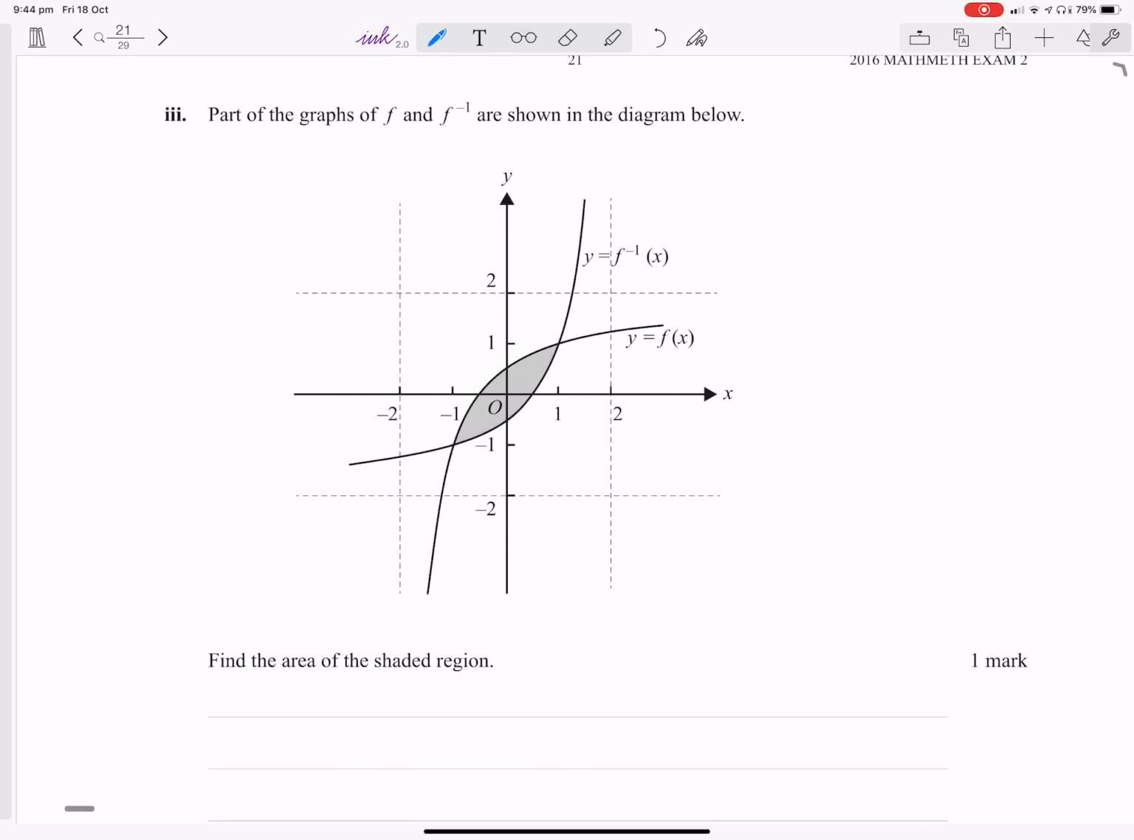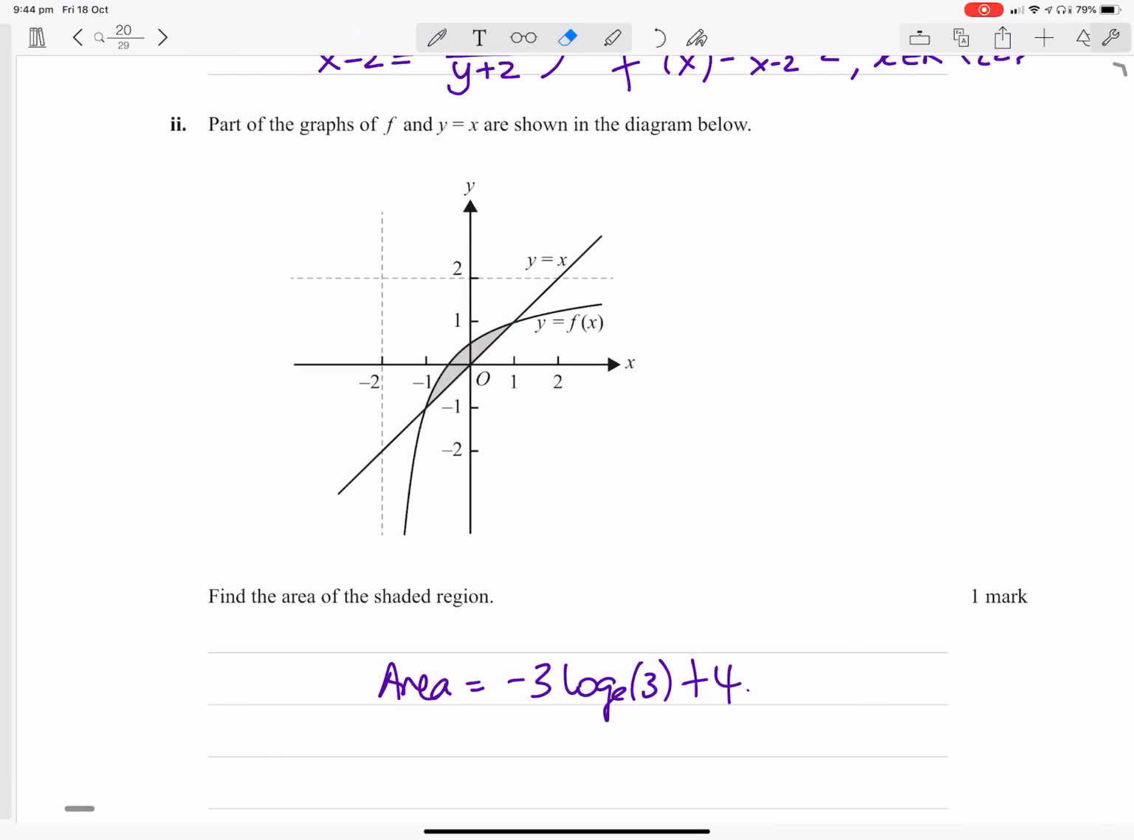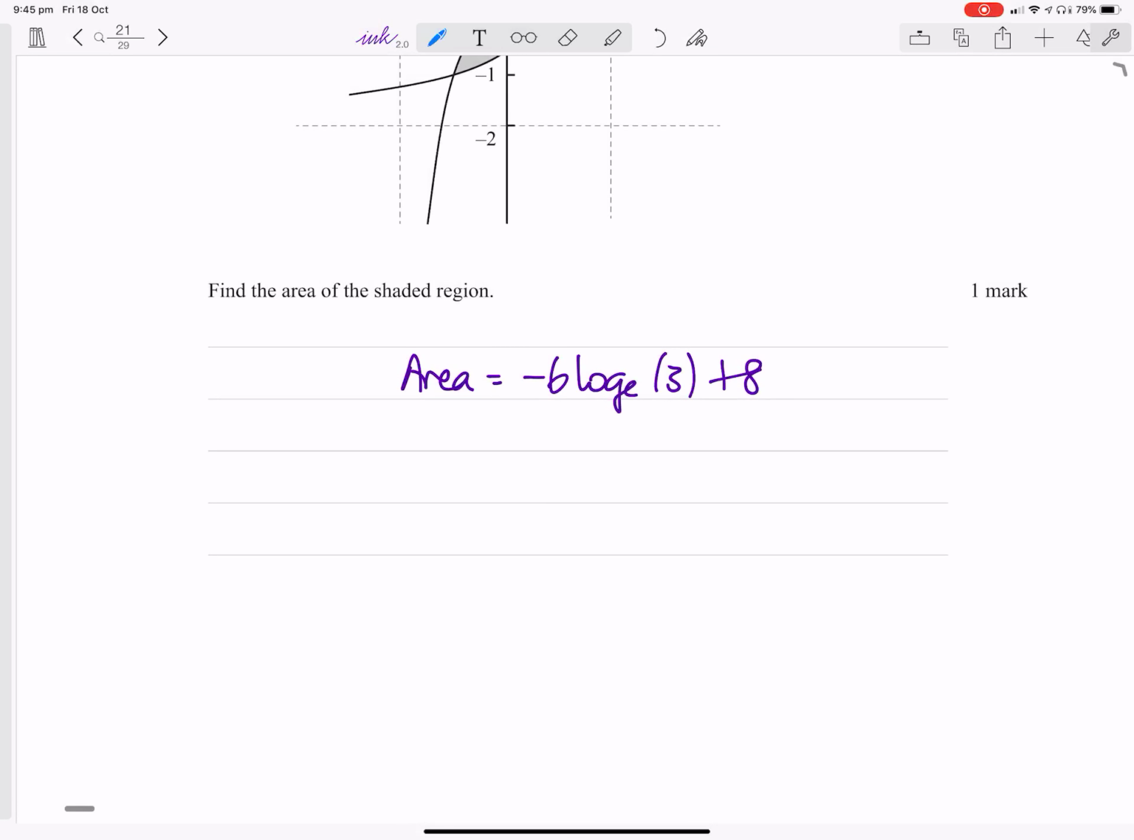Okay, part of the graph of f is shown. Find the area of the shaded region. Well, it's just going to be double the last one, because it's just the same thing, but like that. So the area is -6 log e3 plus 8.